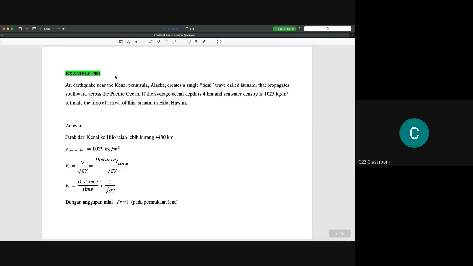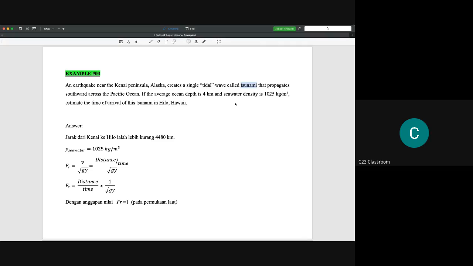And this is example 3. An earthquake near the Kenai Peninsula of Alaska creates a single tidal wave called a tsunami that propagates southward across the Pacific Ocean. If the average ocean depth is 4 kilometers and seawater density is 1025 kilogram per meter cubed, estimate the time of arrival of this tsunami in Hilo, Hawaii. So this question is asking about a wave called a tsunami.